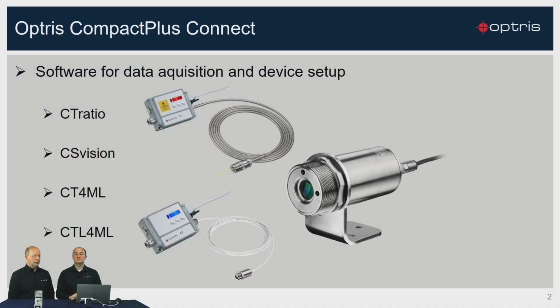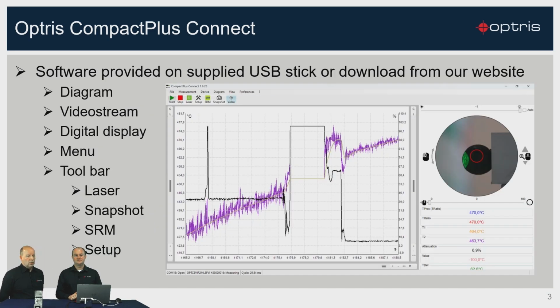Yes, what is the CompactPlus software? This is a software for the data acquisition and for the setup of the devices. You can use the following devices with our CompactPlus Connect. This is our CT ratio, CS Vision like shown here, CT 4ml and CT laser 4ml. The software is provided on a USB stick, or you can also download it from our website.